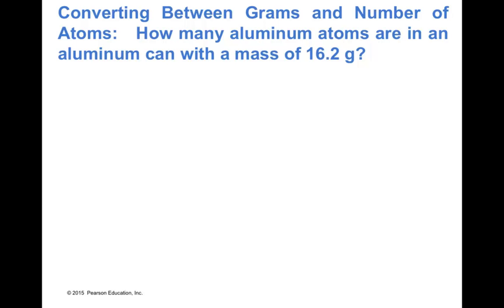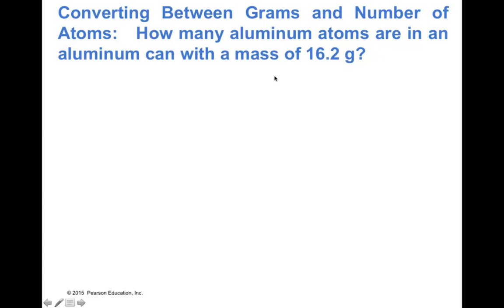So converting now between grams and the number of atoms. How many aluminum atoms are in an aluminum can with a mass of 16.2 grams? So we have mass here, and we need to go to atoms, but we don't have a specific conversion factor that goes from mass to atoms, but we can go from mass to moles, and then from moles to atoms.